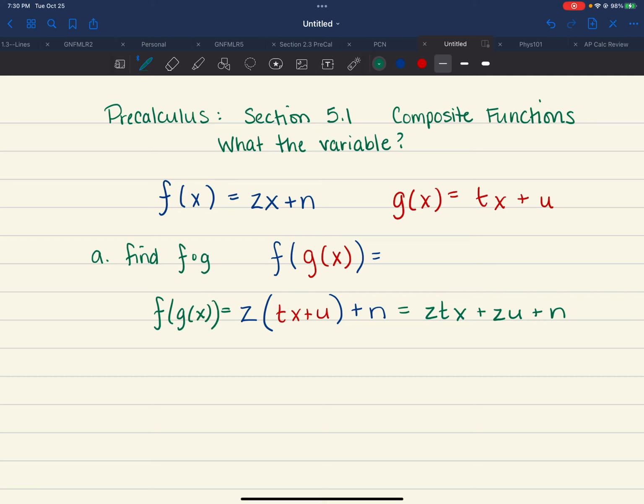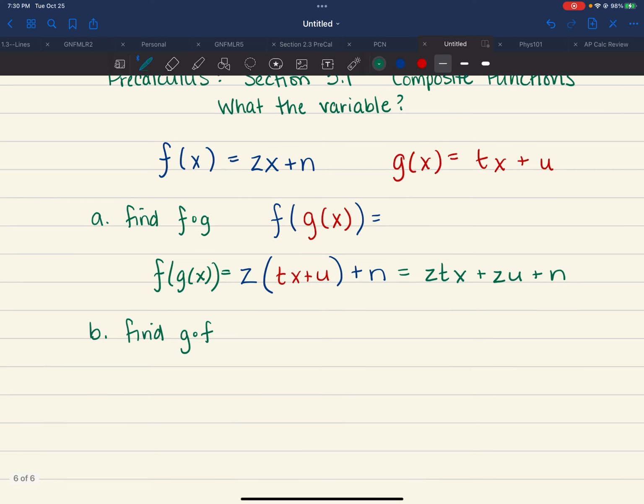All right, the second question it asks is find g of f. So it wants to do the opposite. So it wants you to start with your g of x, and then you're going to have the other. So let's go ahead and write what that looks like. So g of f of x. So my outside is going to be t, and I'm going to put parentheses where that x would be, and then put plus u.